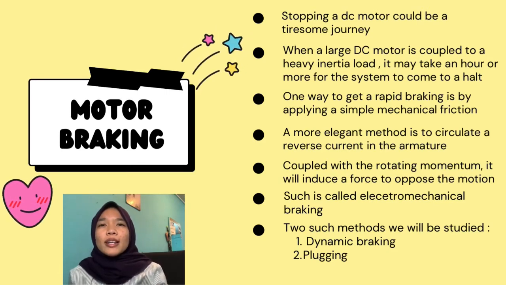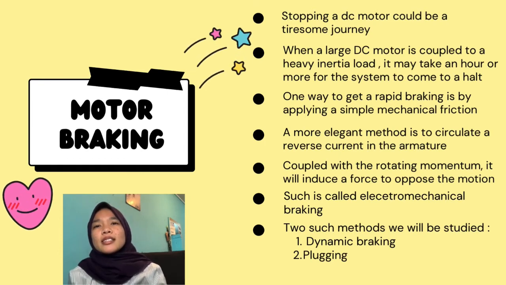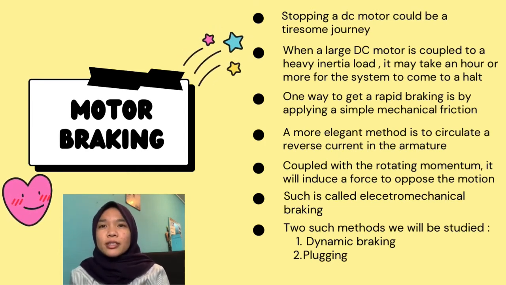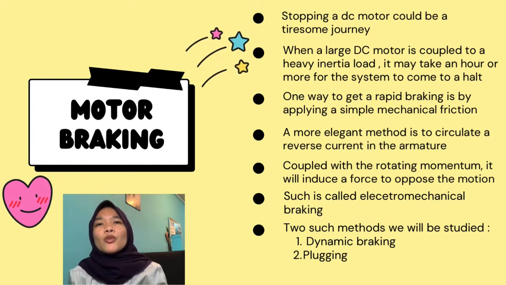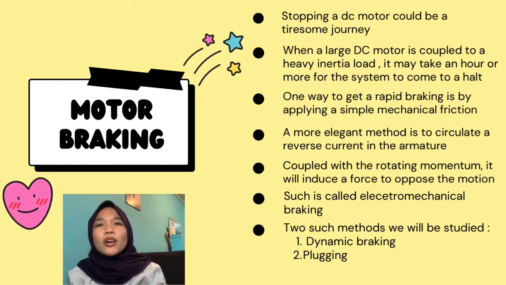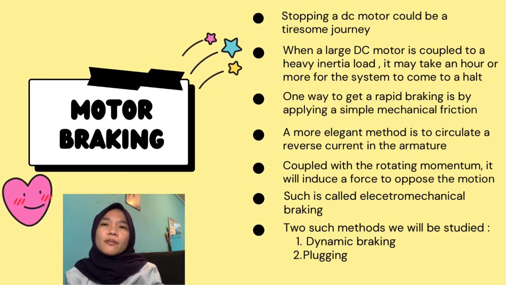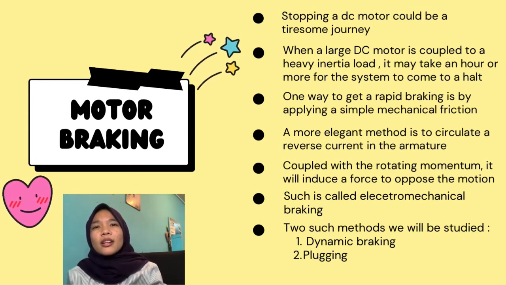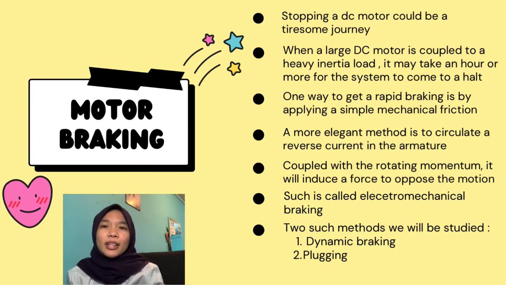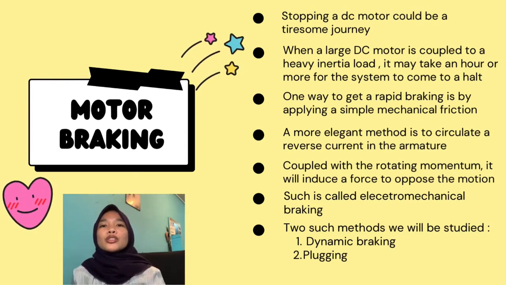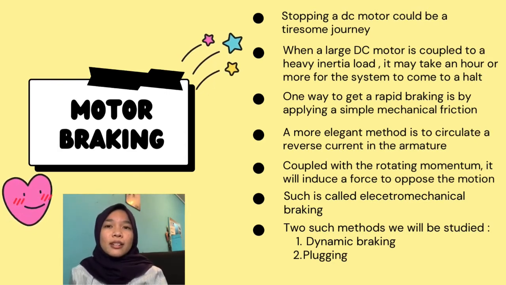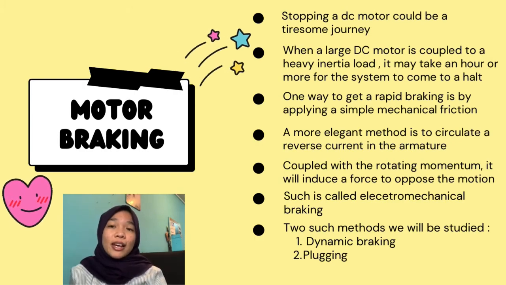Next, a more elegant method is to circulate a reverse current in the armature. Next, coupled with a rotating momentum, it will induce a force to oppose the motion. Such is called electromechanical braking. Two methods will be studied. First, dynamic braking, and 2, plugging.